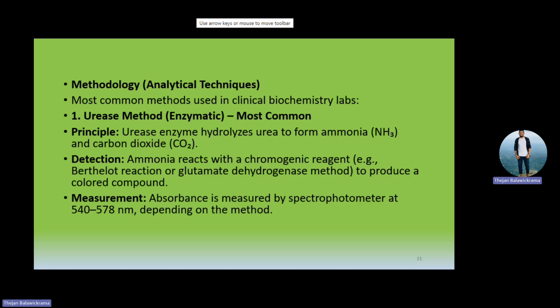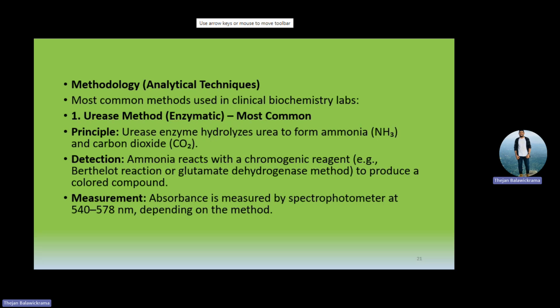What we are going to do is we take the blood sample and we treat that with urease enzyme. What is happening? Ammonia and carbon dioxide are formed. This ammonia which is formed is going to be reacted with chromogenic reagent. Bergman reaction, that's what we call the reaction. Then it is forming a colored compound, right?